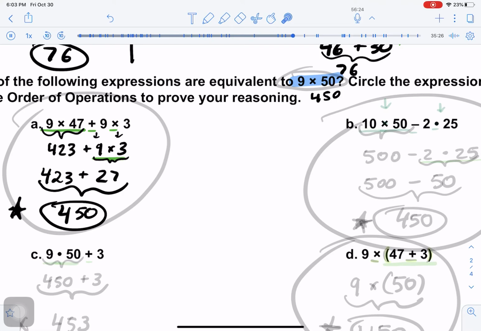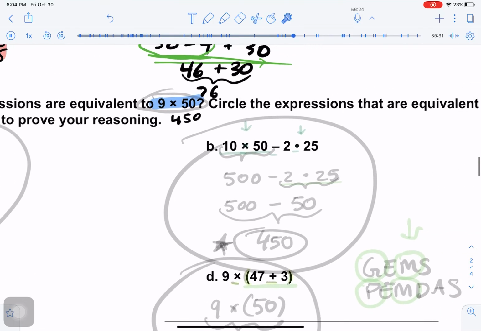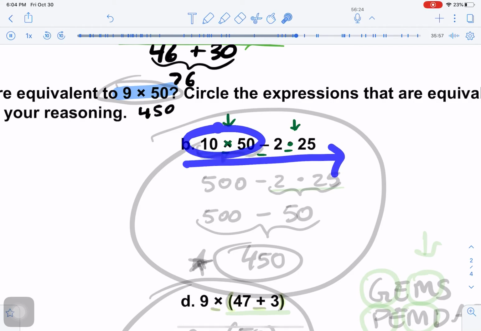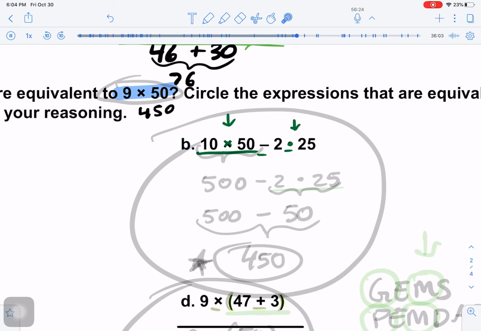When I go ahead and do letter B, I see that there are two different operations. I see multiplication and subtraction. Don't forget that anytime you see a little dot, it's the same thing as multiplication, written as an X. It's just another way of writing that. So don't get those confused. We are going to work from left to right. We see that multiplication comes before subtraction on both the PEMDAS and the GEMS model. So I'm going to start with 10 times 50.